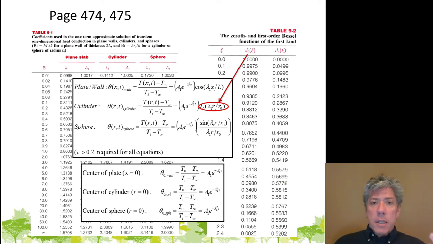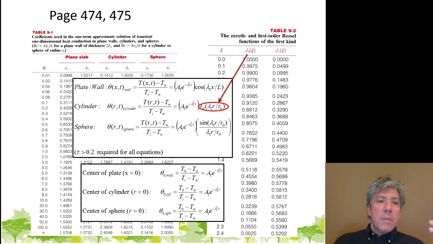Now, if I'm trying to get the A1 and lambda 1 for a cylinder or a sphere, I just messed up. I read off the wrong column, didn't I? If it was a cylinder, that's when lambda 1 would be 1.7887 and A1 would be 1.4191. If it was a sphere, you can read the numbers there. I won't read them. There's no point.